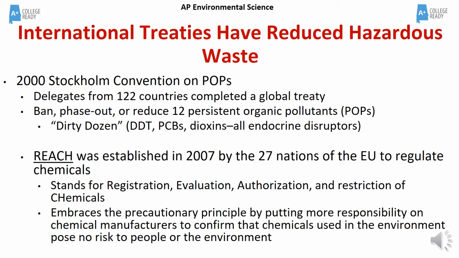REACH was established in 2007 by 27 nations of the EU to regulate chemicals. REACH stands for Registration, Evaluation, Authorization, and Restriction of Chemicals. It embraces the precautionary principle by putting more responsibility on chemical manufacturers to confirm that chemicals used in the environment pose no risk to people or the environment, and it's being phased in over several years to permit sufficient time for chemical manufacturers to complete the required testing.